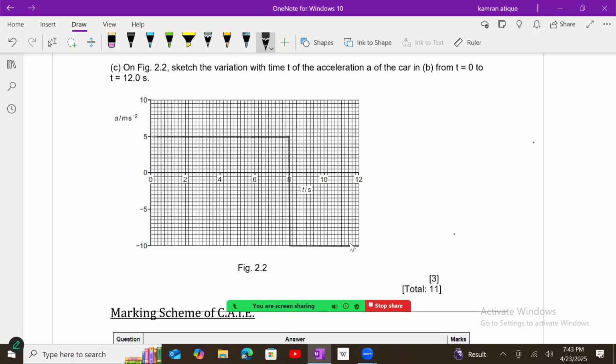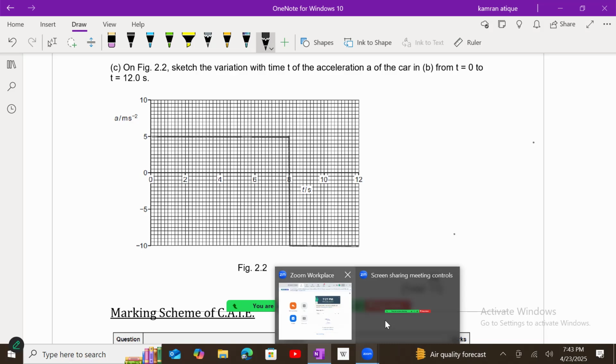There is a sudden change in the value, as you can see, which was indicated by the momentum against time graph of the car. So I have drawn this graph here. That's all. This question is finally solved.